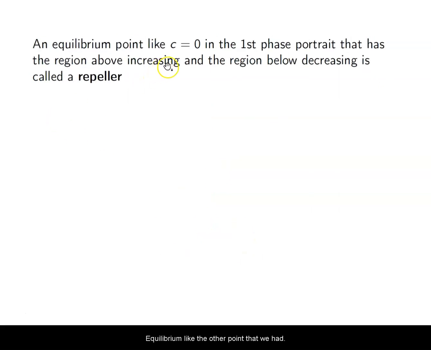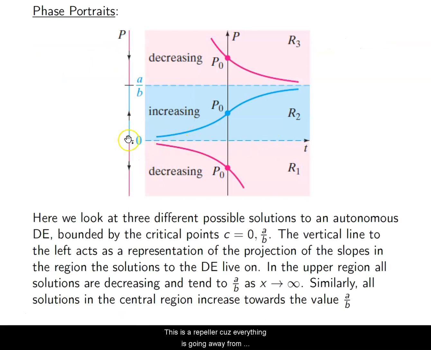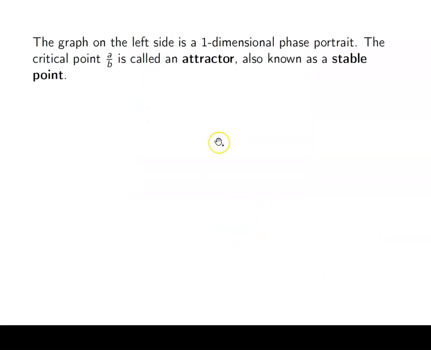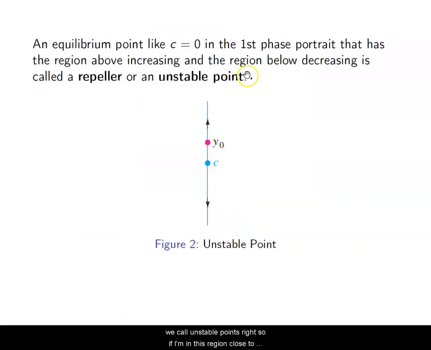An equilibrium, like the other point that we had, C equals 0, is a repeller. Okay, this is a repeller because everything is going away from it, increasing away and decreasing away. Nothing is being attracted to this point here, right? So we have attractors or stable points and repellers, or what we call unstable points, right? So if I'm in this region close to C for initial condition, output wise, if my output is close to Y equals C, everything's going to go away from it. It will never attract towards C, right?